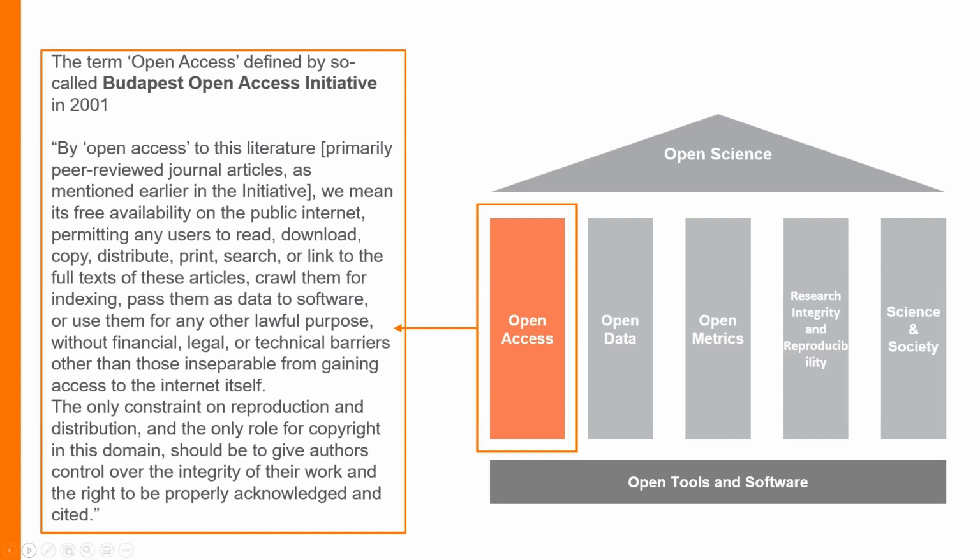So open access means that we want to give open access, as it's called, to the literature, peer-reviewed journal articles, freely available on the public internet. So we want to have users together with us, connected easily, free of charge, quick. We want to share with them the results of our scientific articles, so they can read, download, copy, distribute, print, search, reuse, etc. this content without any barriers like financial, legal, or technical barriers. So this is the idea about open access.